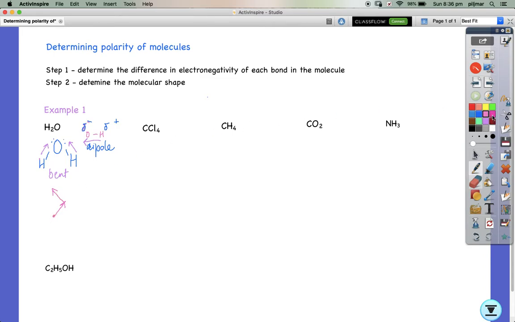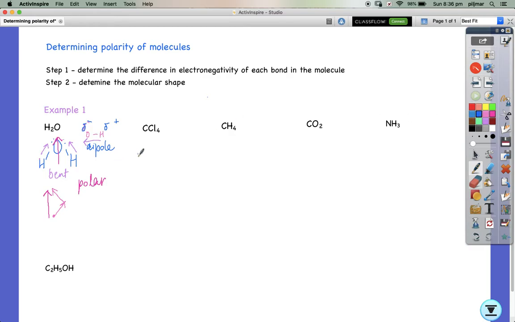Overall, we say the net force of attraction goes from the start of our first vector to the end of our last one, so it's going towards the oxygen. Because both vectors are going in the same direction overall, the net force is an attraction of electrons towards the oxygen atom, and so water is indeed a polar molecule.